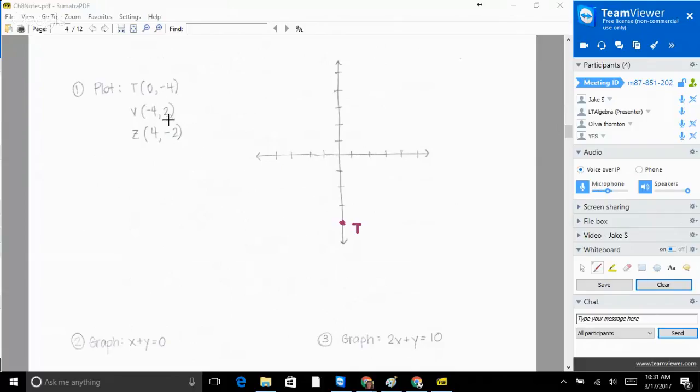V is at -4, 2. So that would be at -1, -2, -3, -4, and +2. Okay. And Z is at 4, -2. So 1, 2, 3, 4, and then -2. Kind of looks like a 2, but that's a Z.